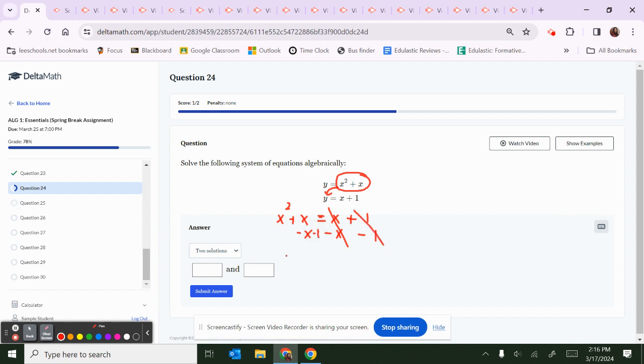So x squared, I'll bring down. x minus x is 0, or they cancel each other out. And I'm left with negative 1.